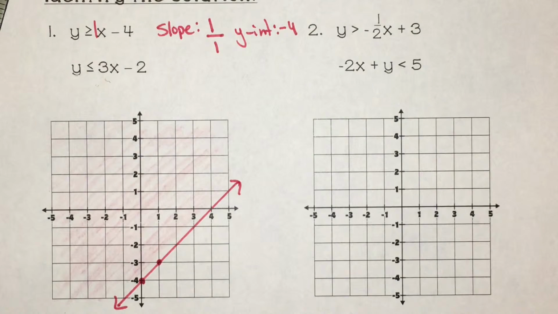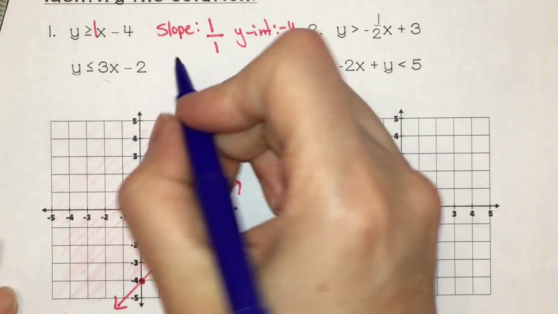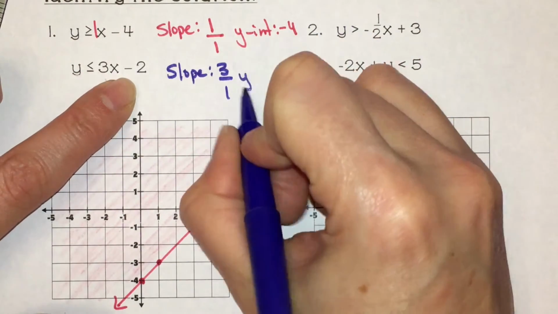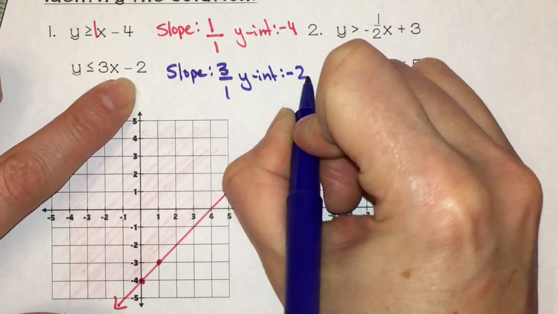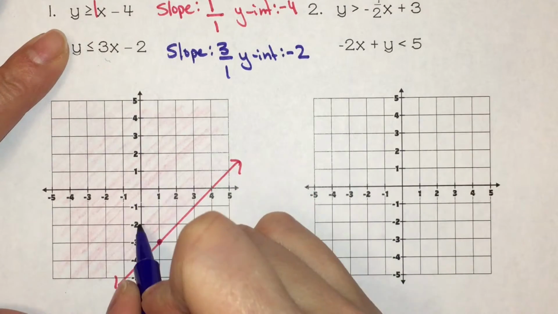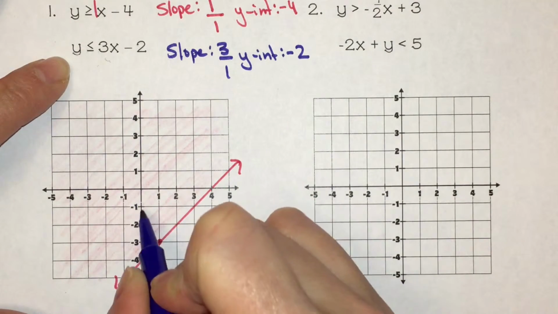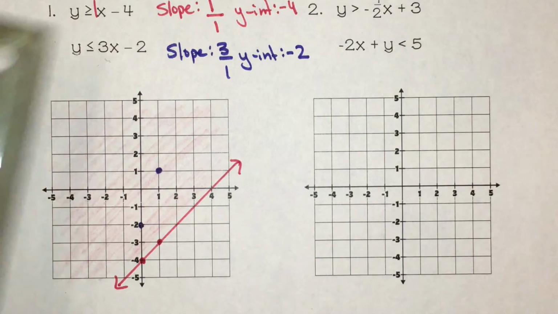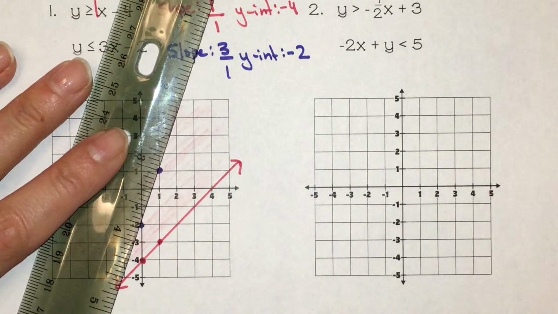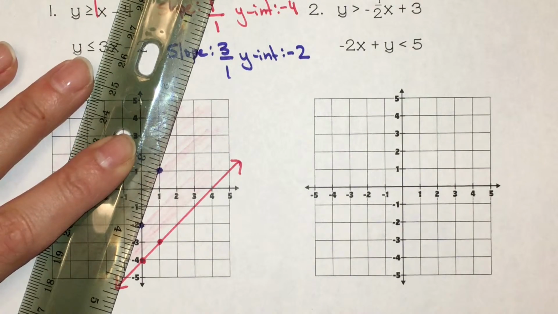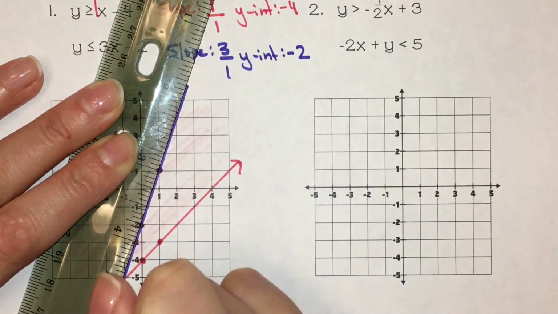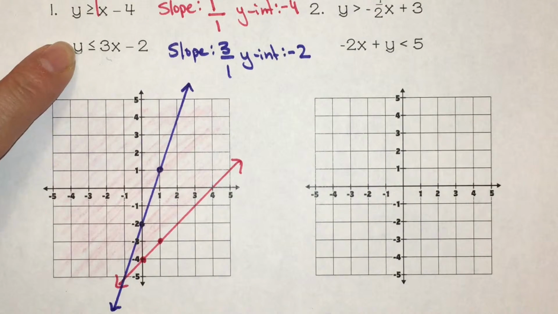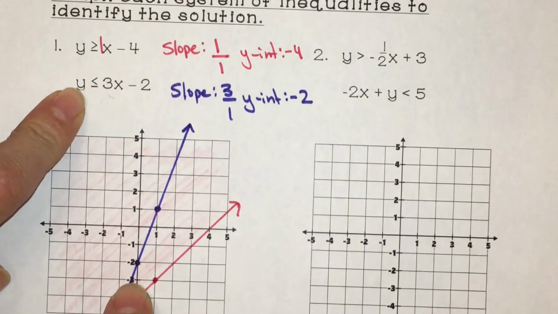And my other one, we have a slope of 3, put a 1 below it, so it's in rise over run form. A y-intercept of -2, so it goes through the y-axis at -2, and we're going to rise 3, run 1, and then connect those points. Y is less than or equal to. Again, this one was or equal to, so it had to be a solid line.